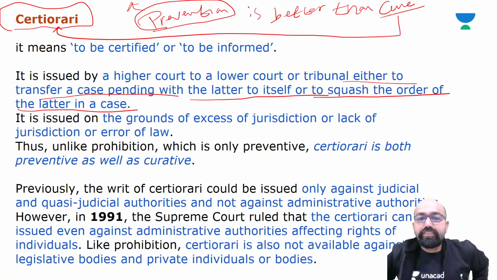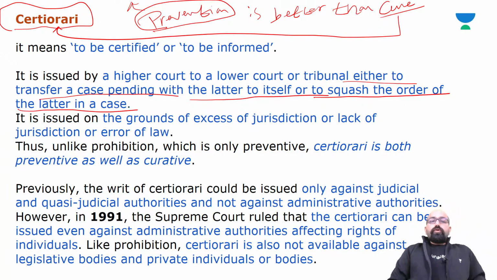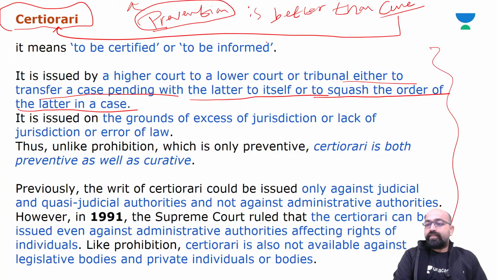Unlike prohibition, which is only preventive, certiorari is both preventive as well as curative. Previously the writ of certiorari could be issued only against judicial and quasi-judicial authorities and not against administrative authorities. But what happened in 1991? The Supreme Court ruled that certiorari can be issued even against administrative authorities affecting rights of individuals. Like prohibition, certiorari is also not available against legislative bodies and private individuals or bodies, right? Just remember these points related with certiorari.